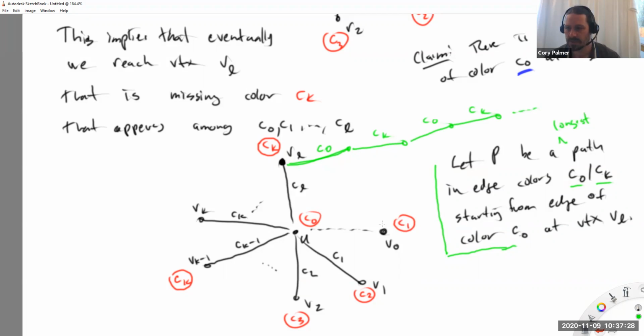Are there options for this path? Is there any point at which I'm here and I can go to CK or to a different CK?